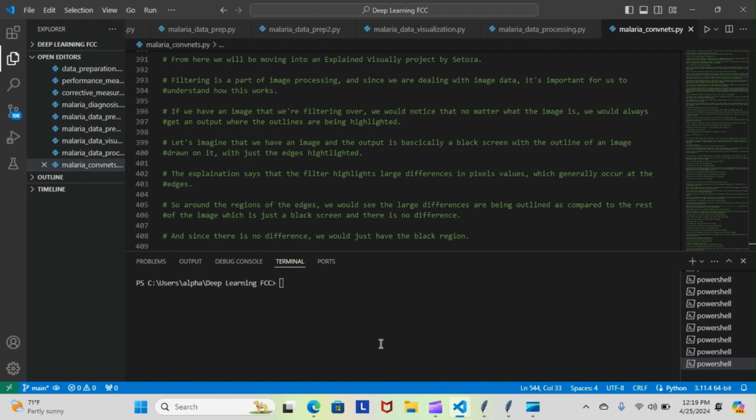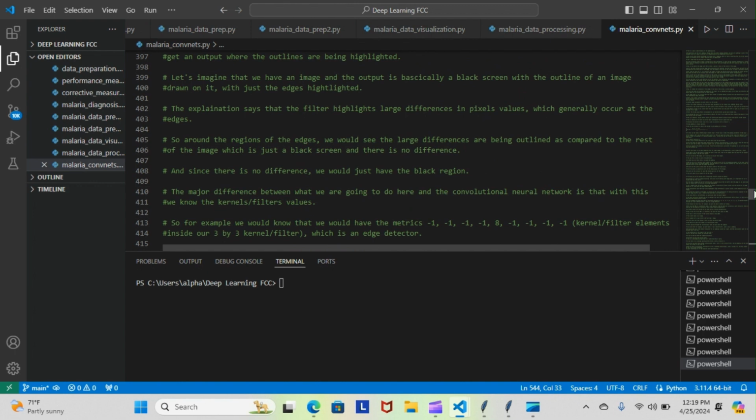Filtering is a part of image processing, and since we are dealing with image data, it's important for us to understand how this works. If we have an image that we're filtering over, you will notice that no matter what the image is, we would always get an output with the outlines highlighted. Let's imagine that we have an image and the output is basically a black screen with the outline of an image drawn on it, with just the edges highlighted.